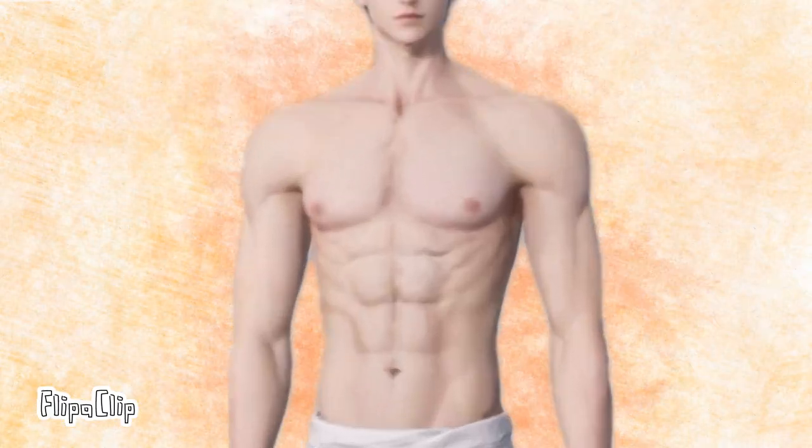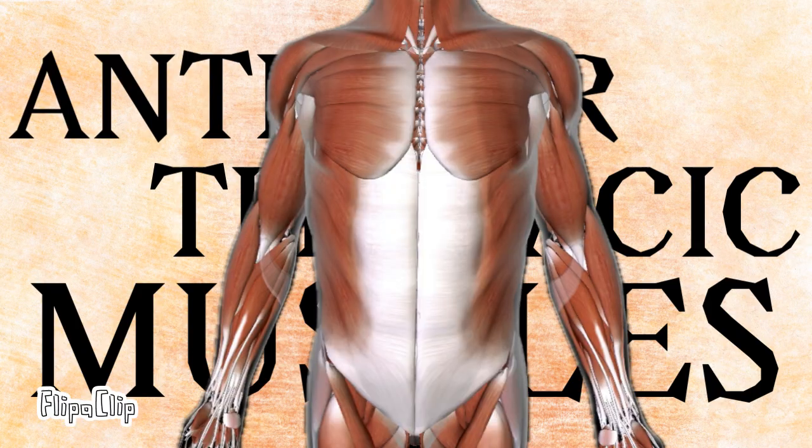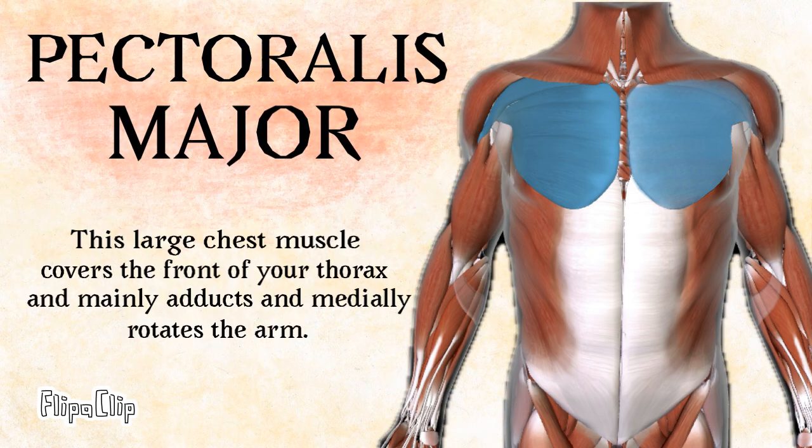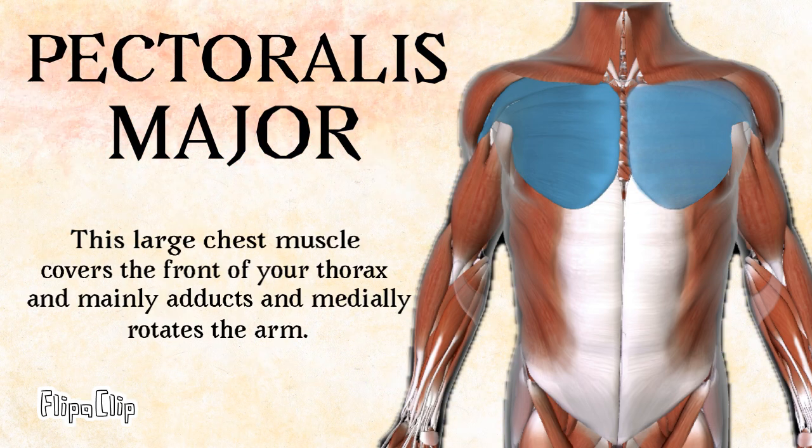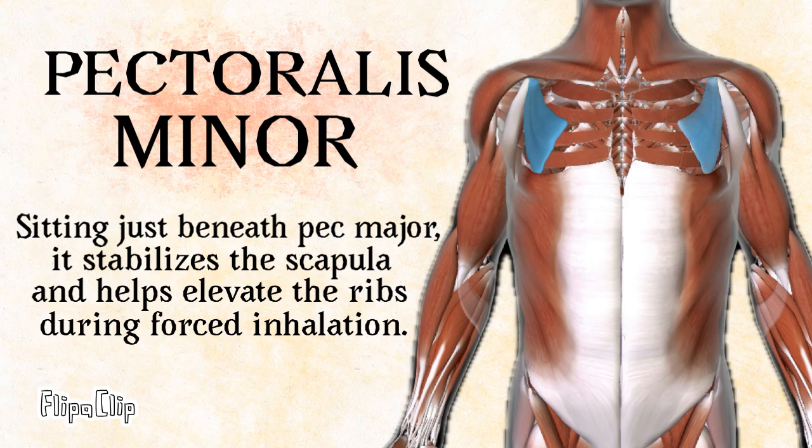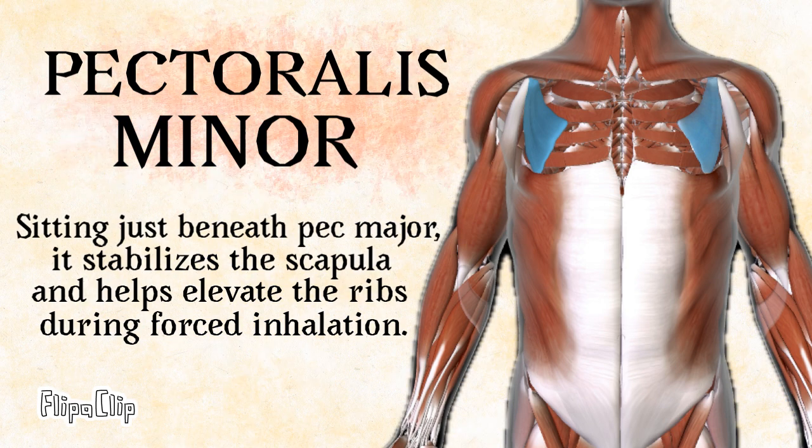First, let's take a look at the anterior thoracic muscles. Pectoralis major. This large chest muscle covers the front of your thorax and mainly adducts and medially rotates the arm. Pectoralis minor. Sitting just beneath pec major, it stabilizes the scapula and helps elevate the ribs during forced inhalation.